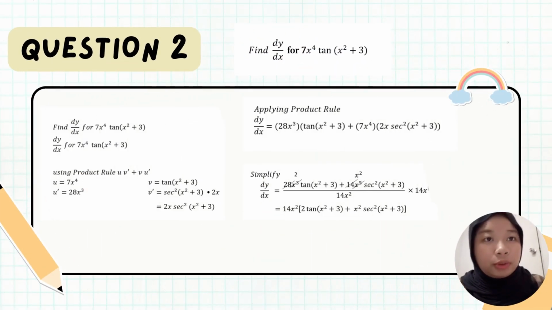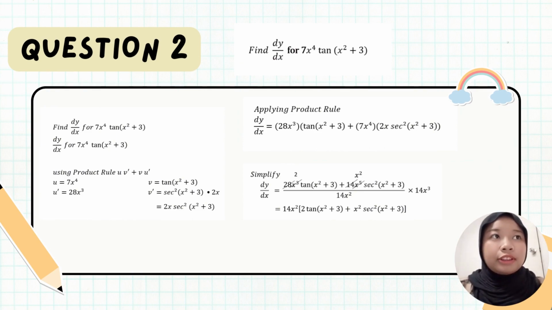For question 2, find dy over dx for 7x to the power of 4 tan(x squared plus 3). So, the title of the topic is Techniques of Differentiation, Product Rule with Chain Rule. Introduction to the topic: when a function is formed by multiplying two functions together, the power rule alone is not sufficient. In such a case, the product rule is used, and if one of the functions contains another function inside it, the chain rule is also required.